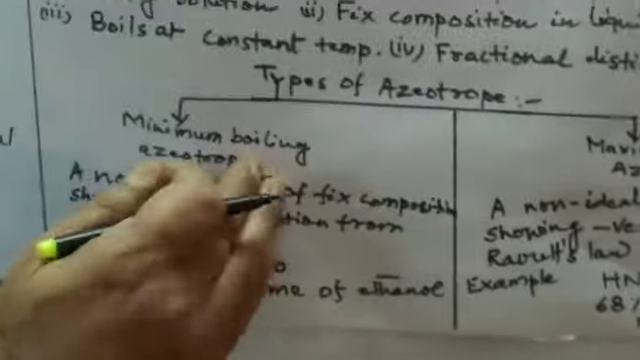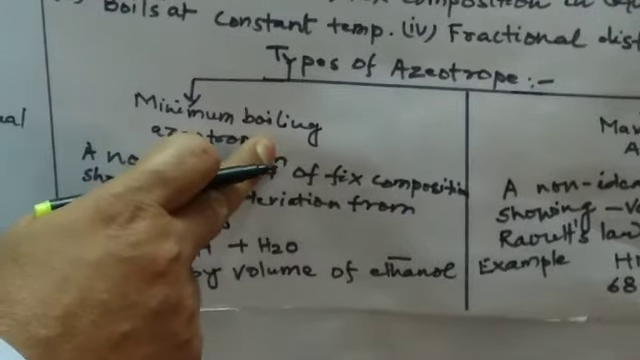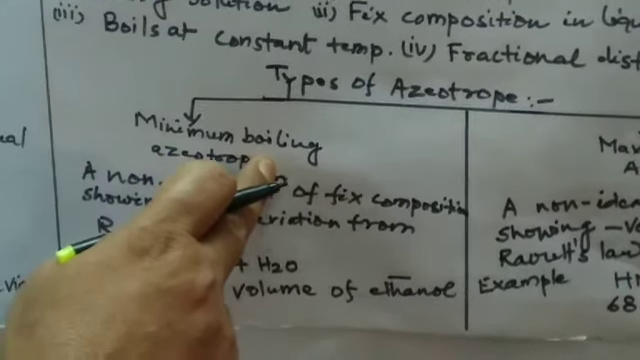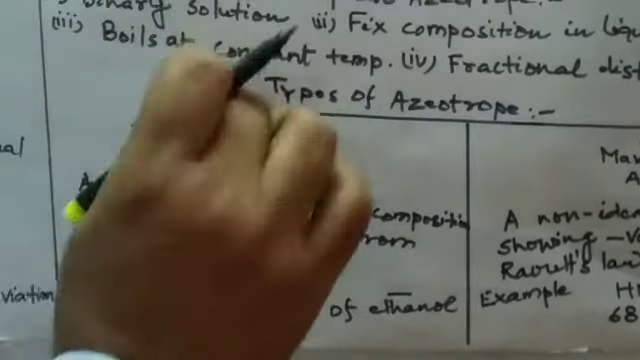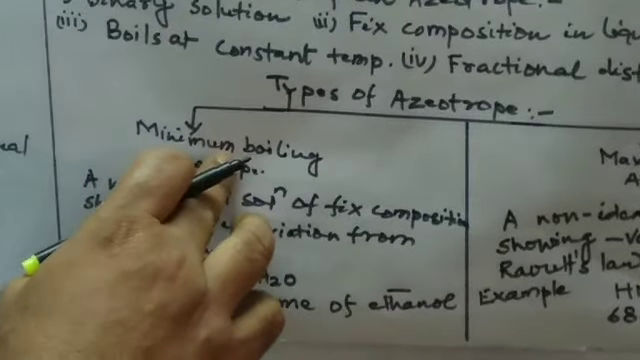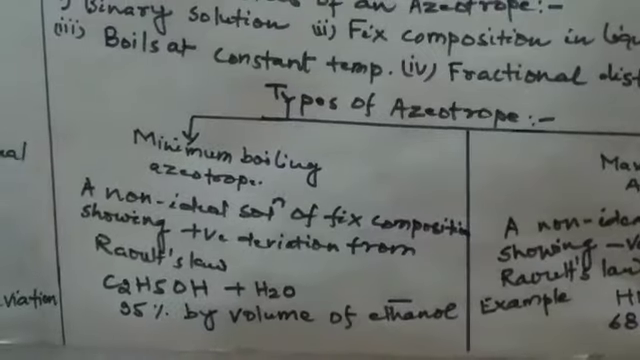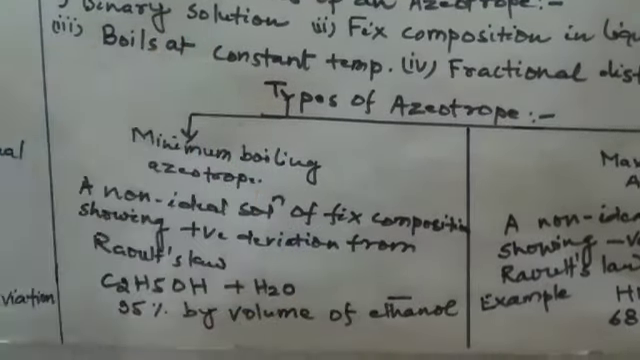Boiling point depends on the vapor pressure. When the vapor pressure of any liquid becomes equal to atmospheric pressure, then it is said to be boiling. The temperature at which the vapor pressure of the liquid becomes equal to the atmospheric pressure is called the boiling point. So all of us know this.